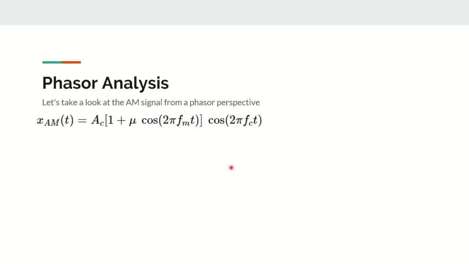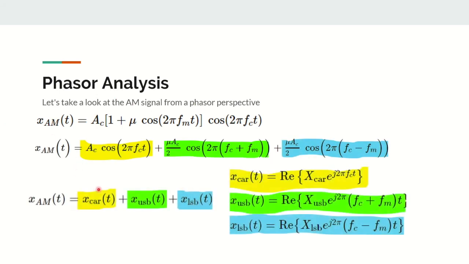So we're going to take a look at our AM signal again from our last slides. We are going to use those trig identities to split it up into the different terms. Each one of these is again going to be associated with either the carrier, the upper sideband, or the lower sideband. We are going to define these as the real component of x of our carrier multiplied by our complex exponential here. So in this example, our x carrier, which is the amplitude of our carrier, will be rotating at a speed of fc here.